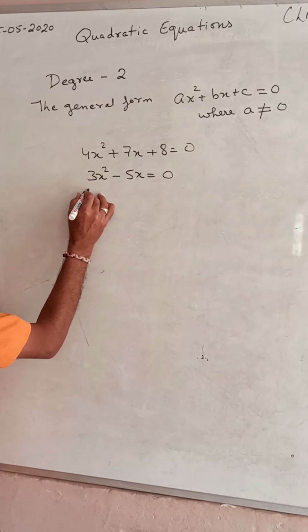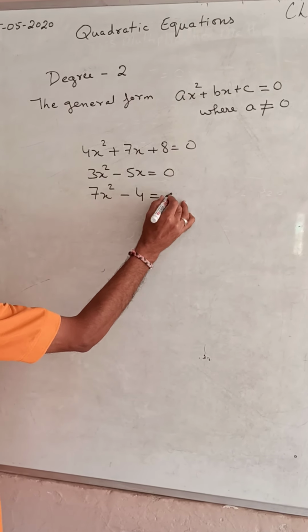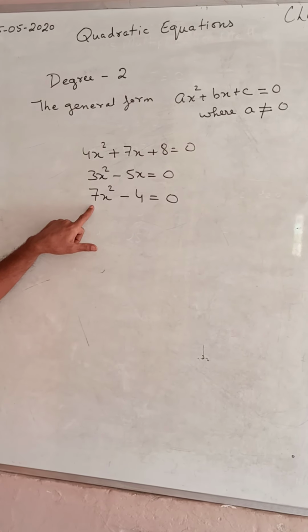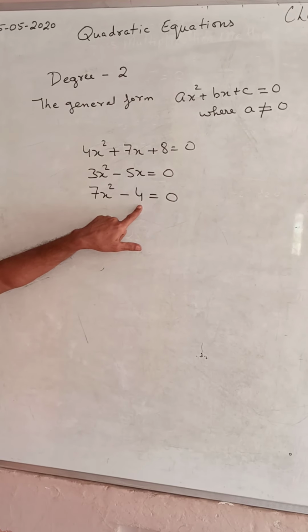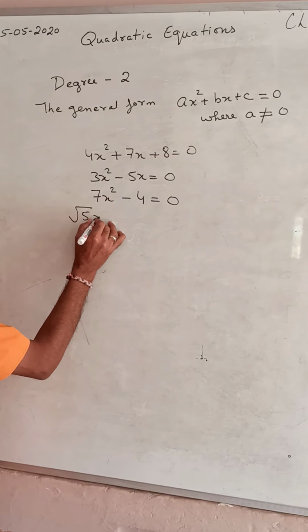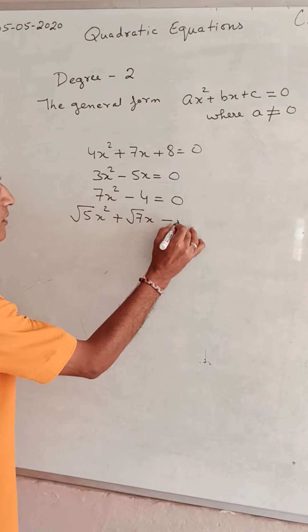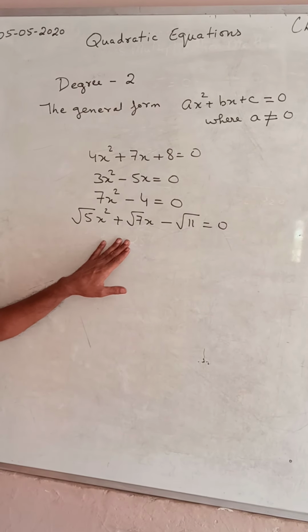Another example we can write. 7x square minus 4 equals to 0 is also a quadratic equation. A is 7, b is 0, that is why no term of x, and c is minus 7. Under root 5x square plus under root 7x minus under root 11 equals to 0 is also a quadratic equation.